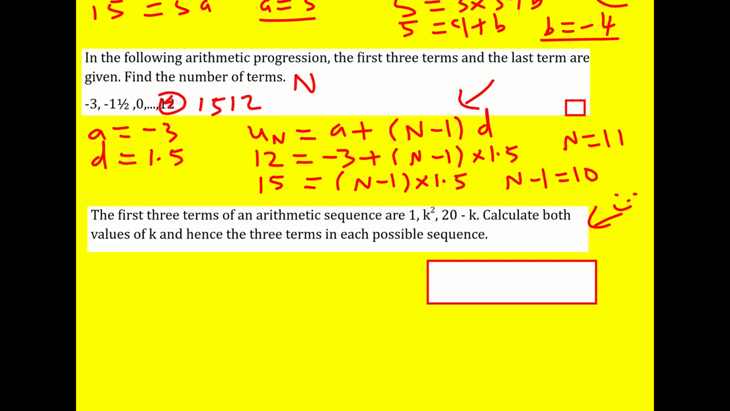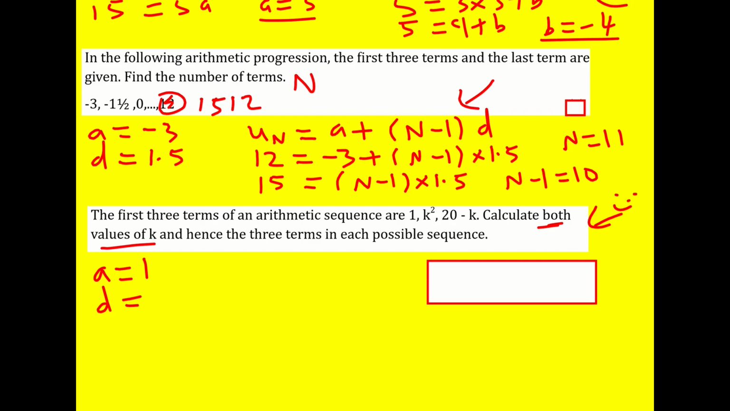All right, last one. What a question, I like it. So the first 3 terms of an arithmetic sequence are 1, k squared, and 20 minus k. Calculate both values of k, and hence the 3 terms in each possible sequence. So we just need to really think about what's going on here. We've got that a is 1. We've got a common difference.